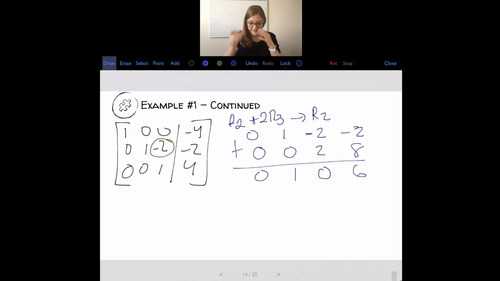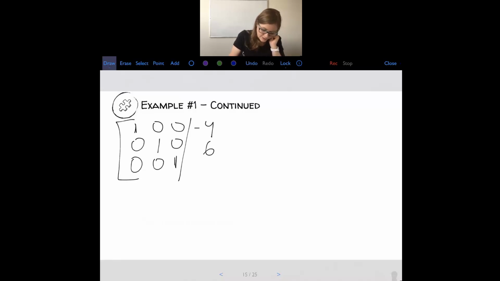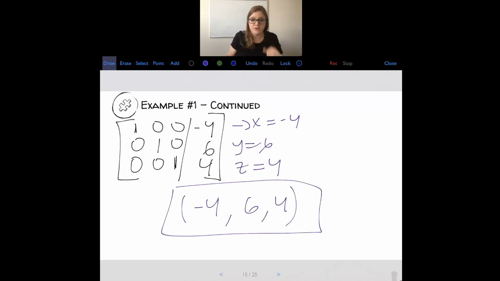Okay, and that becomes my new row 2. So I'm going to write it on the next slide. I have 1, 0, 0, -4; 0, 1, 0, 6; 0, 0, 1, 4. Okay, and then right away, x is -4, y is 6, z is 4. So my solution here is -4, 6, 4. So that is my ordered triple.